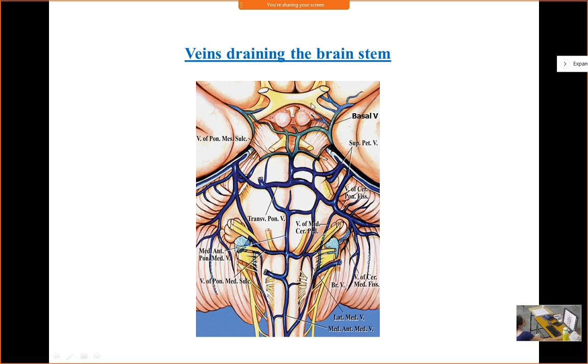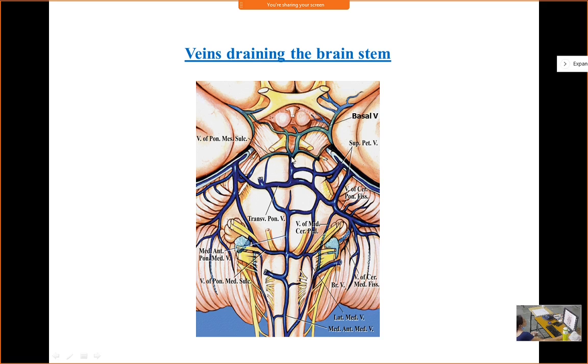Now the veins draining the brain stem. The brain stem, I have told you, the midbrain is in this region. This is the pons and this is the medulla. In the midbrain, the basal vein is there, so the basal vein drains the midbrain. Also there is the pontomesencephalic sulcus. Here the veins are present at the junction of the midbrain and the pons.